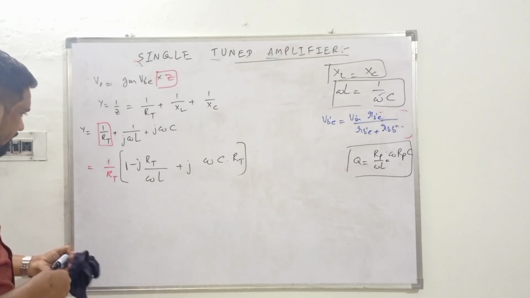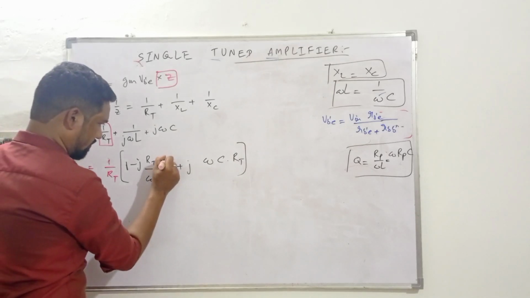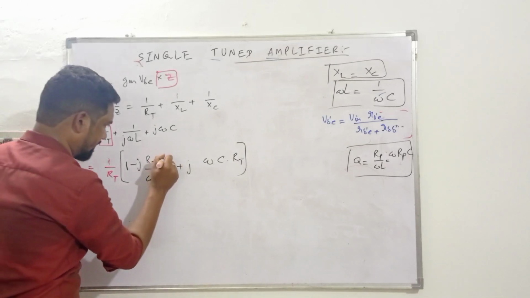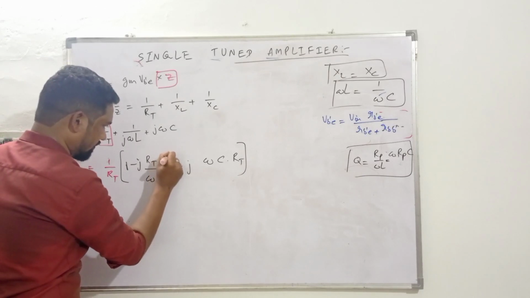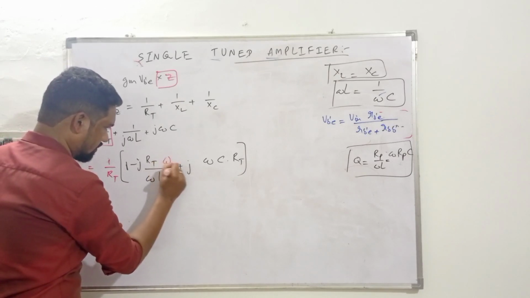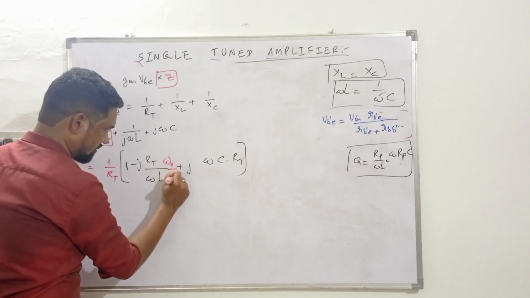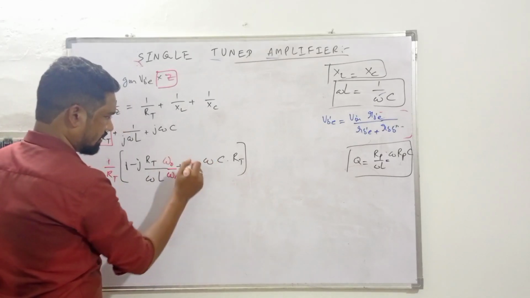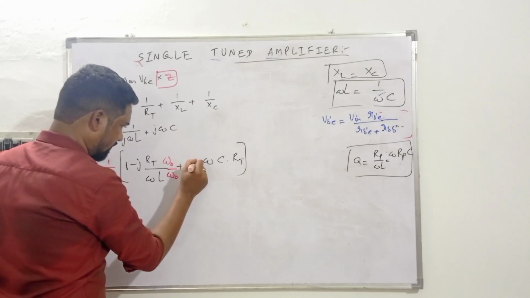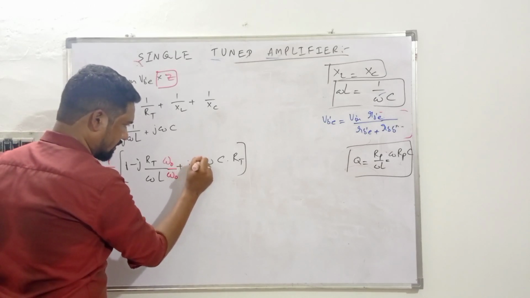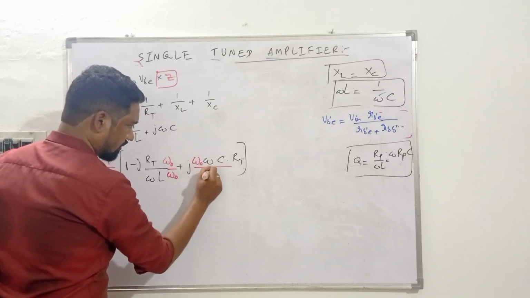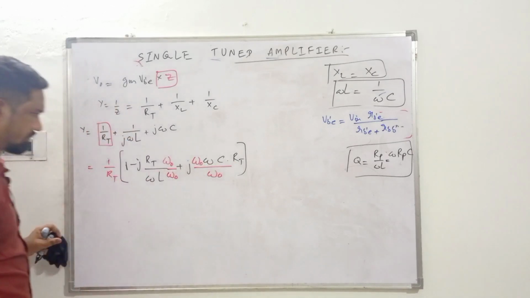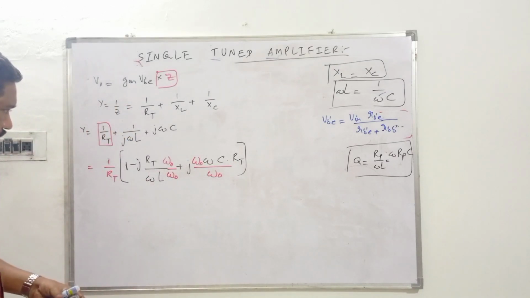Will there be any problem if I do this? Omega naught upon omega naught gets cancelled and gives the same result, isn't it? So would there be any problem if we go for omega naught by omega naught over here? I suppose we don't have any problem.